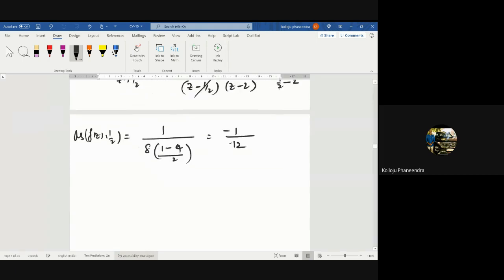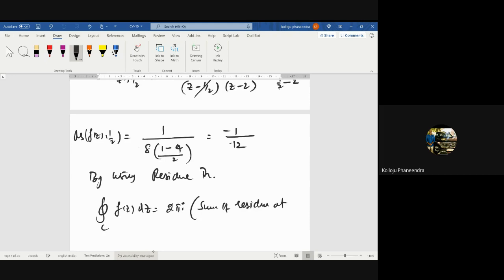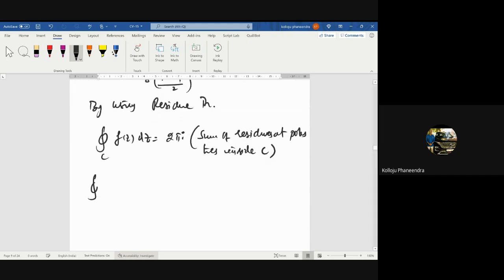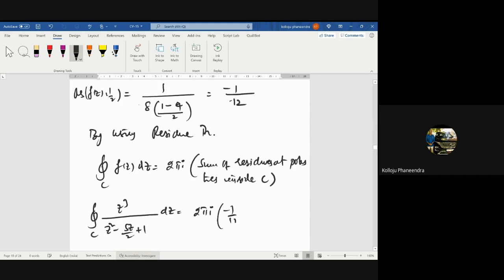So apply the residue theorem. By using the residue theorem, integral over C of f of z dz is nothing but 2 pi i into the sum of residues at poles that lie inside C. So what is this value? This is integral over C, z cube by z square minus 5z by 2 plus 1 dz, which is nothing but 2 pi i into, what is this value? Minus 1 by 12. So minus pi i by 6.